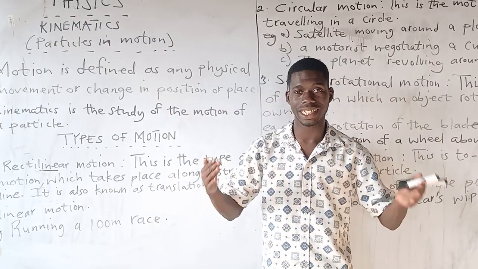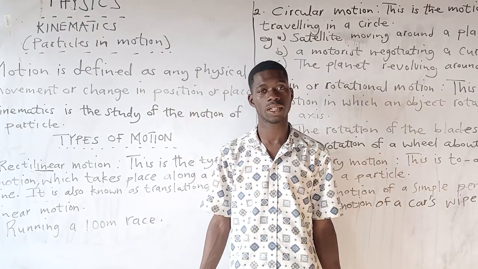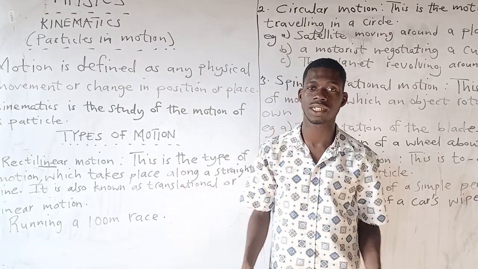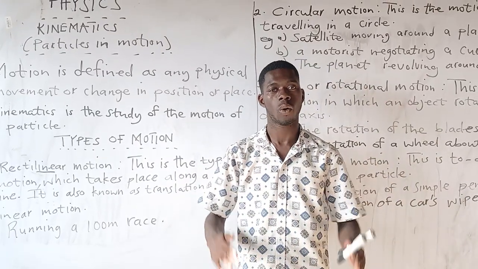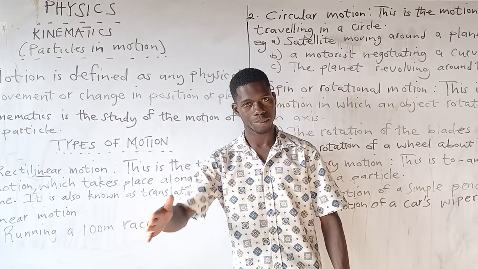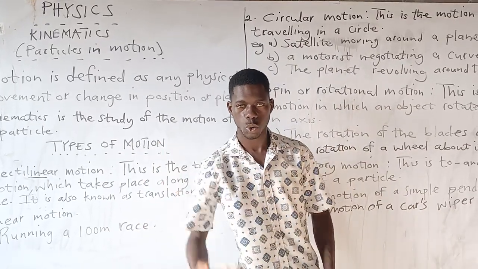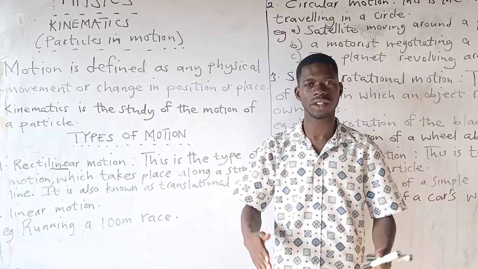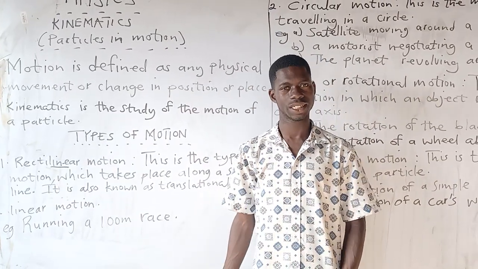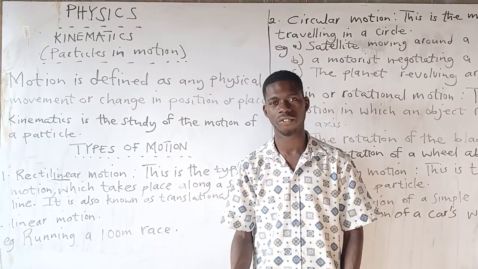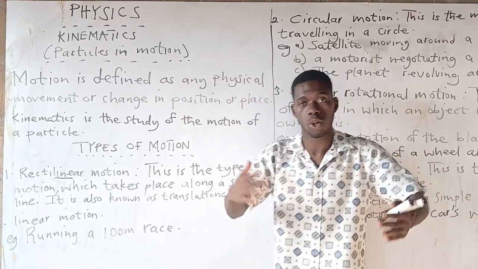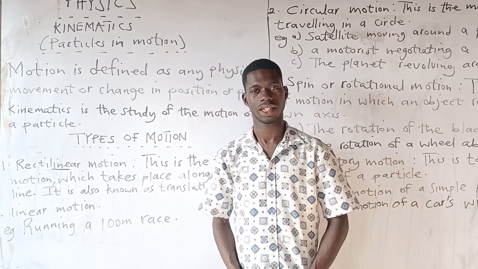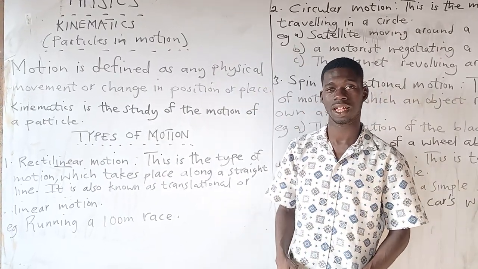What other example of rectilinear motion can you give? A car moving on a straight road. Sometimes the car will move on a straight road. So that one too is an example of rectilinear motion. So you have a lot of examples of rectilinear motion. I think for the assignment, I'll ask questions about that.